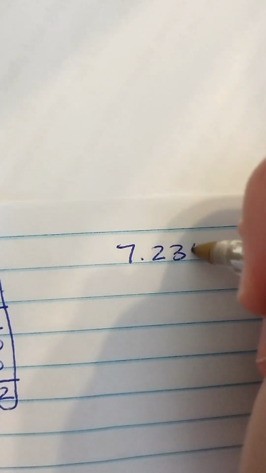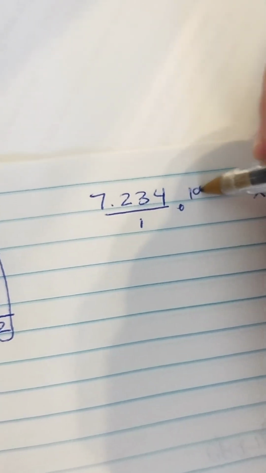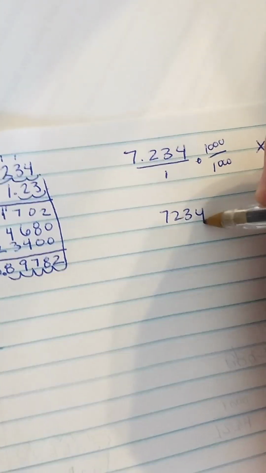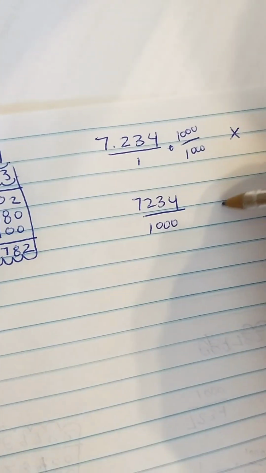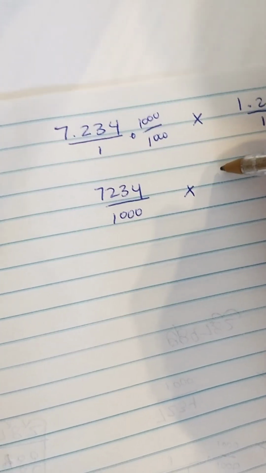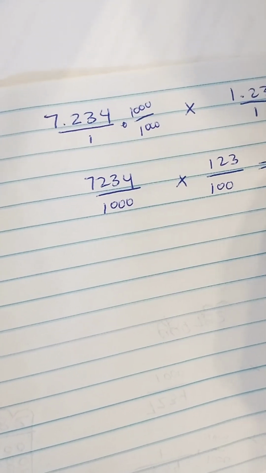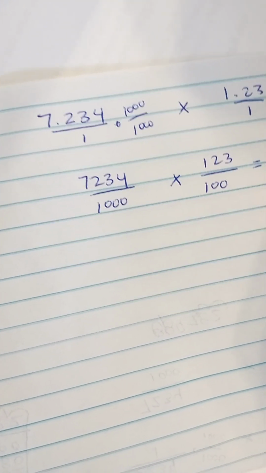7,234 over 1 times 1 and 23 hundredths. We're going to multiply this by 1,000 over 1,000 to get rid of our decimal, and 100 over 100 to get rid of that decimal. And then we have these two equivalent fractions. Okay, so multiplying across, you're going to get this number.